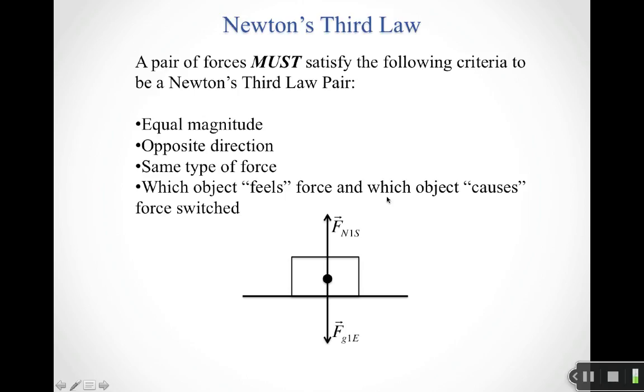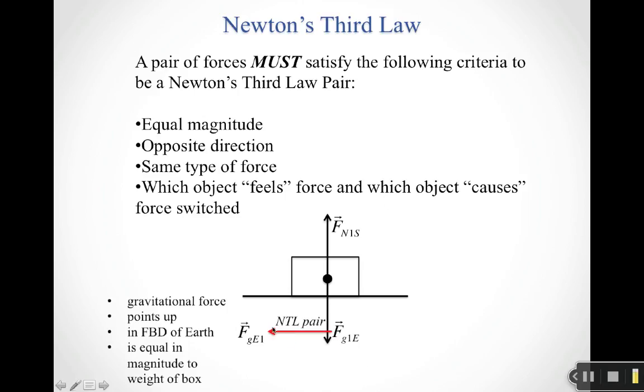So if I want to find the Newton's third law pair for this gravitational force acting on the box, its pair needs to be a gravitational force. It's going to point up. It's going to be in the free body diagram of the Earth because, instead of the force on the box exerted by the Earth, I want the gravitational force on the Earth exerted by the box. That's the Newton's third law pair. Notice it's the same type of force, opposite direction. Switching my labels tells me where to go look. This one's going to be in the free body diagram for the Earth, and the force is going to be equal in magnitude, so it'll be a force that points up that's equal to the weight of the box.